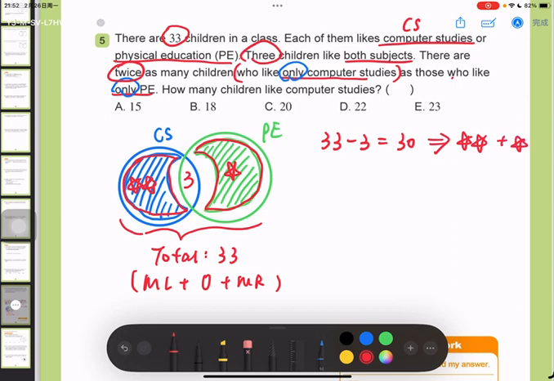And then we know every star stands for the same number. So what we can know here is 3 stars equal 30. So 1 star is 30 divided by 3 equals 10. Well, we will know that there are 10 students who only like PE. There are 20 students who only like computer science.